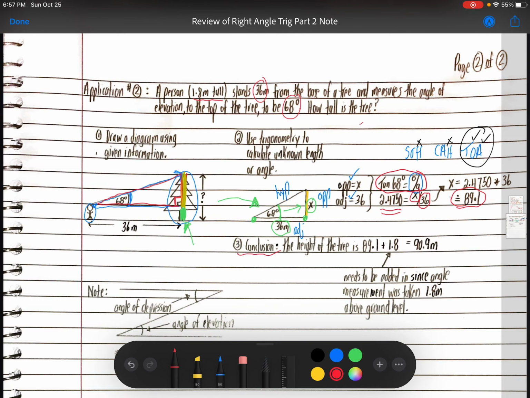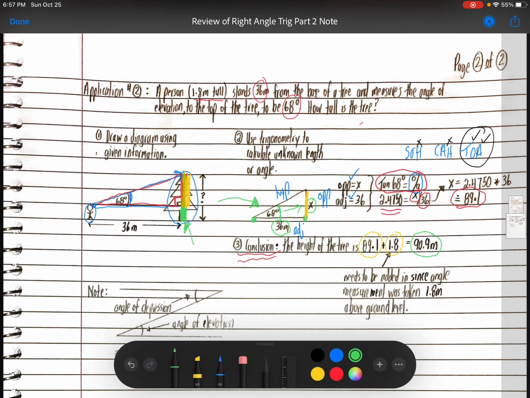And last but not least, to answer the question, the height of the tree is not 89.1, because that will just give you this piece here, which is this piece over here. You got to add in the 1.8, which is this little piece here. And if you do that, you get 90.9 meters, which is the height of the tree.